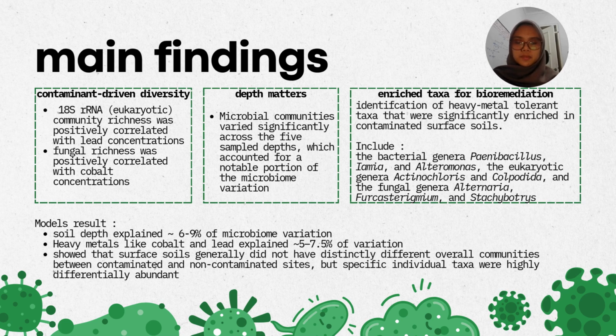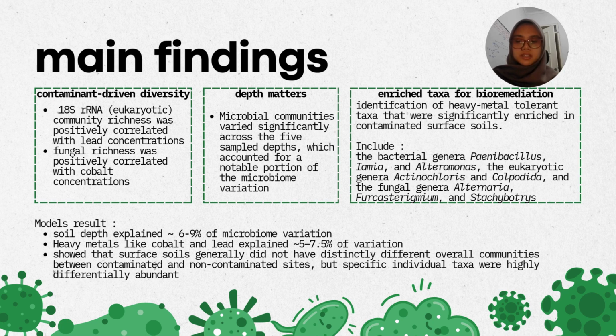The second main finding is that depth matters in the soil, where they found that microbial communities vary significantly across the sample depths that they took, which accounted for a notable portion of the microbiome variations. The third one is enriched taxa for bioremediation, where they successfully identified heavy metal tolerant taxa that were significantly enriched in contaminated surface soils, which the taxa are listed as follows.